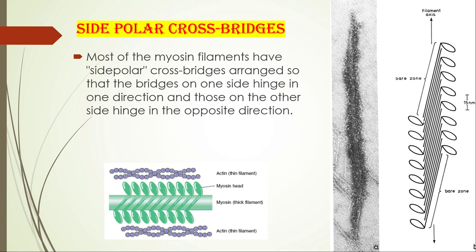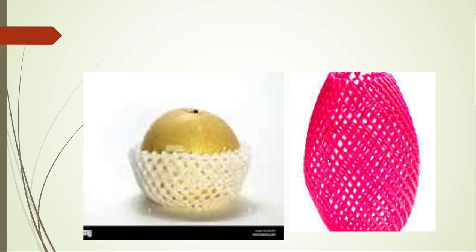So this is the left side and this is the right side. On the left side you can see that these bridges are bending upward, and on the right side they are bending downward. Here they are bending towards the left, and here they are bending towards the left. So when they are activated, they pull the actin towards the left, and on the other side they pull the actin filament to the right, and in this way they cause contraction of the muscle.